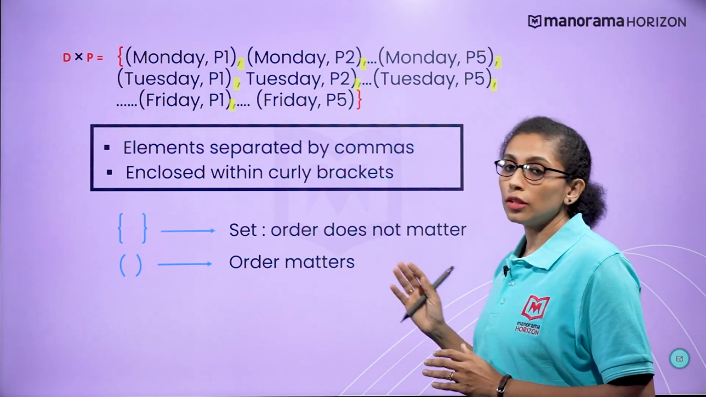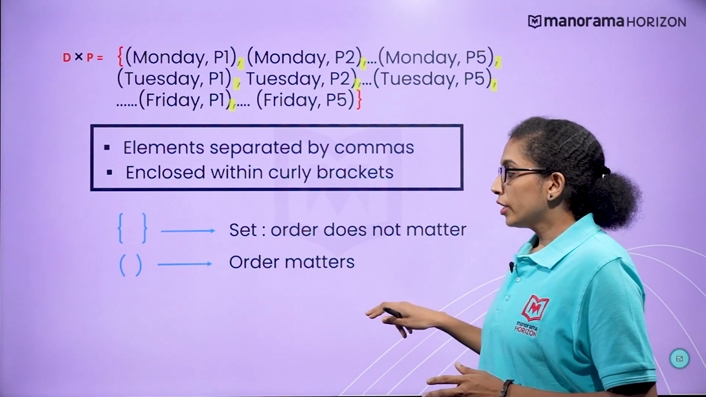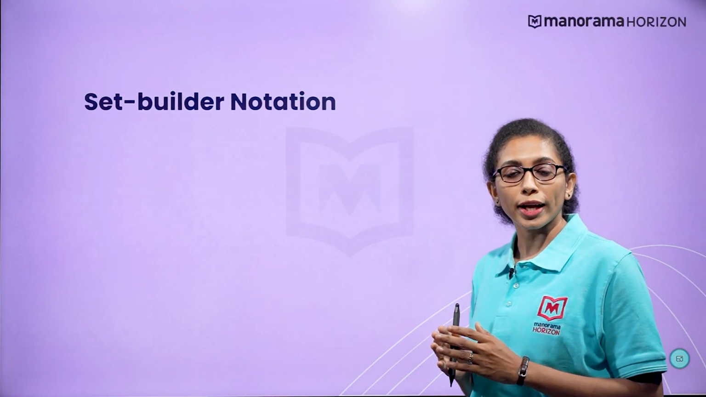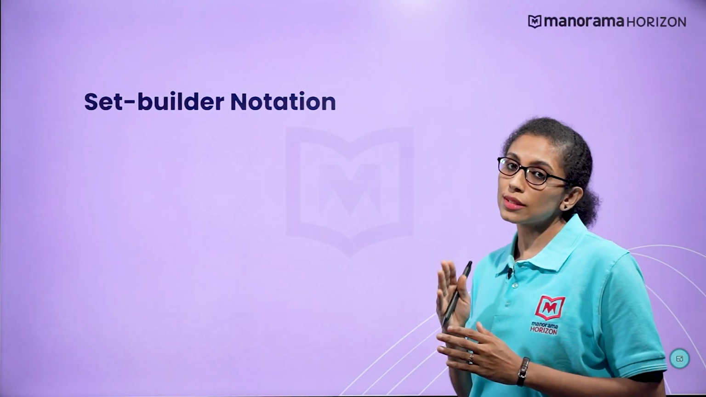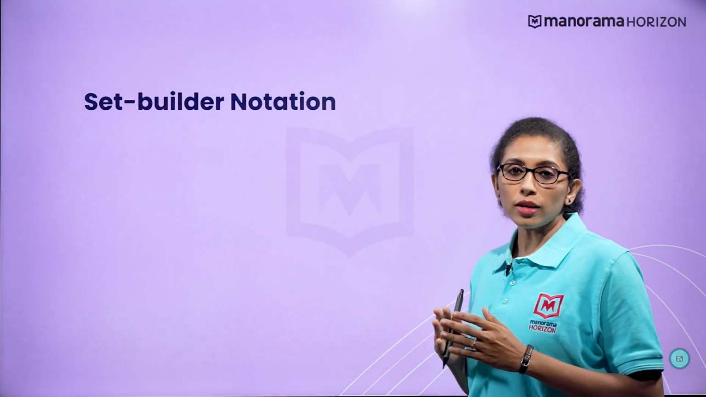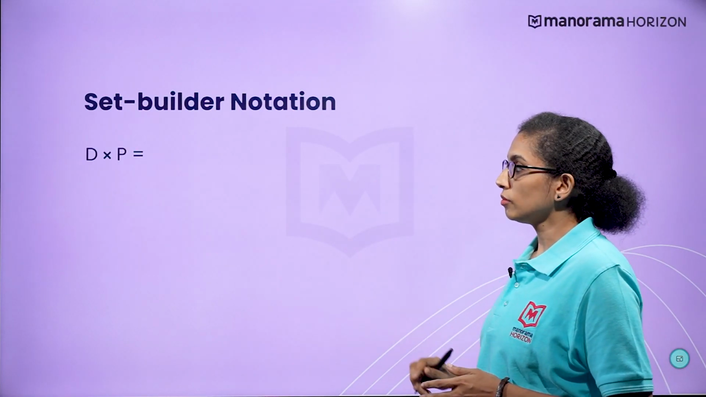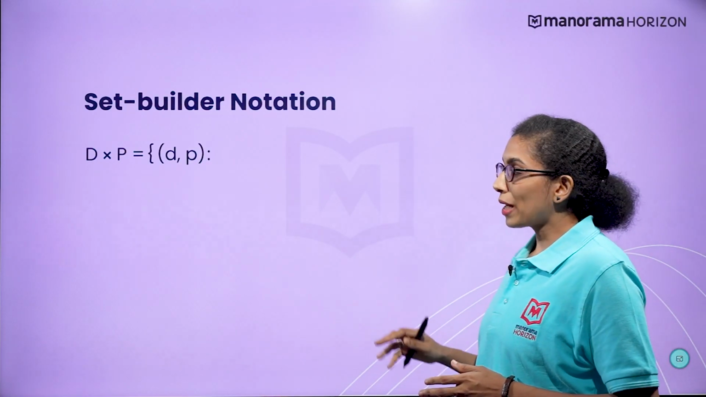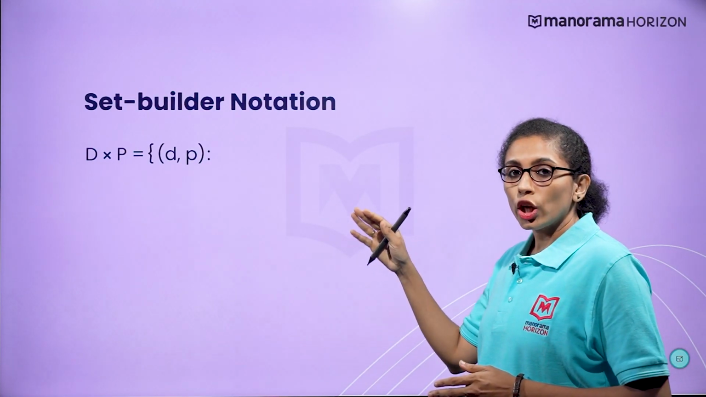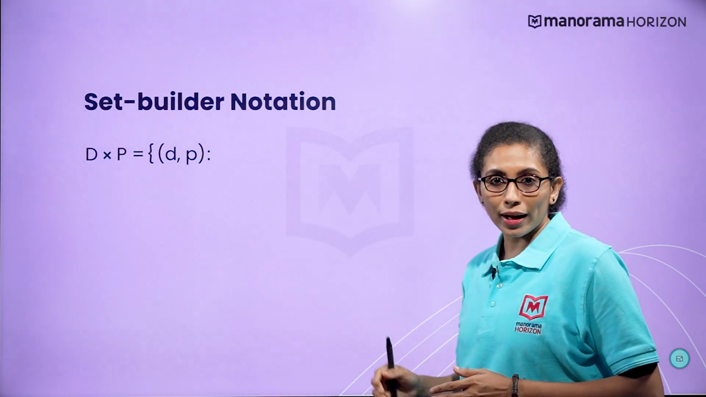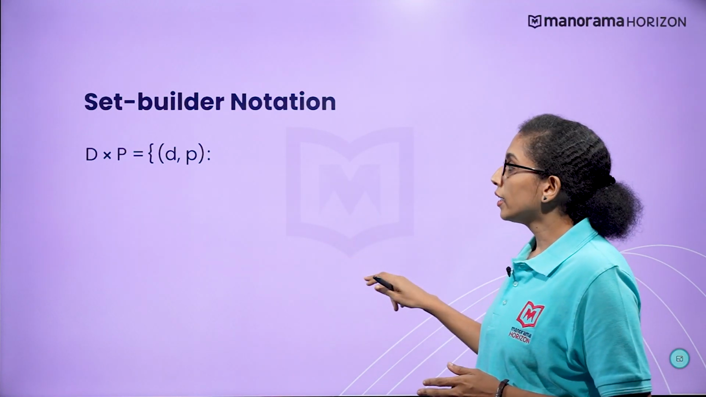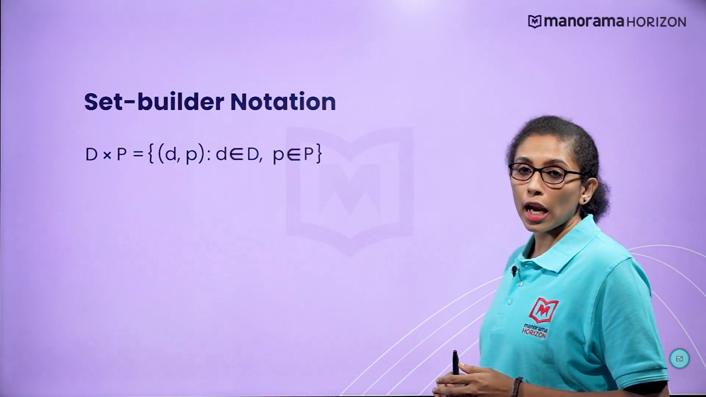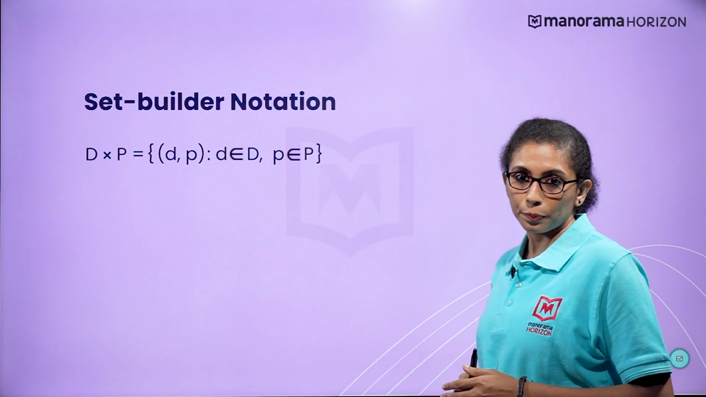where the order matters. Now we are in a position to write the Cartesian product D cross P using set builder notation. Here is the notation. D cross P is equal to curly bracket open (d, p) in the round bracket such that d is an element of D, p is an element of set P.